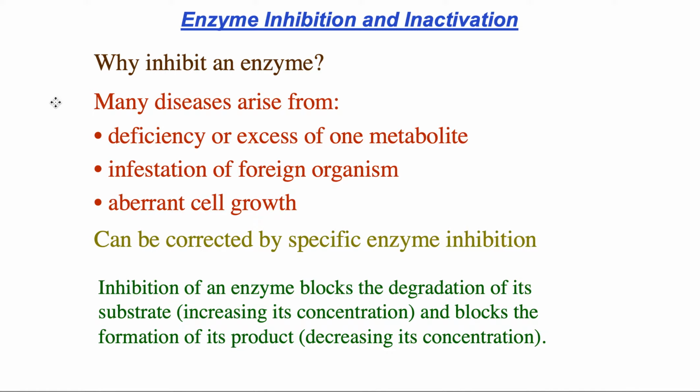Many diseases are also caused by aberrant cell growth, and this is something we've touched on before when we talked about cancer, which is cells growing in an unchecked fashion. These diseases can be controlled by specific enzyme inhibition. If the enzyme can't either degrade or can't form its product, then this can mess up a lot of the chemistry that goes into this specific disease. So it can end up killing cancer cells.